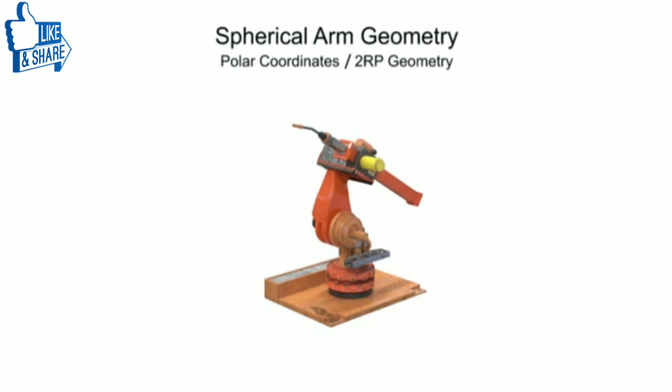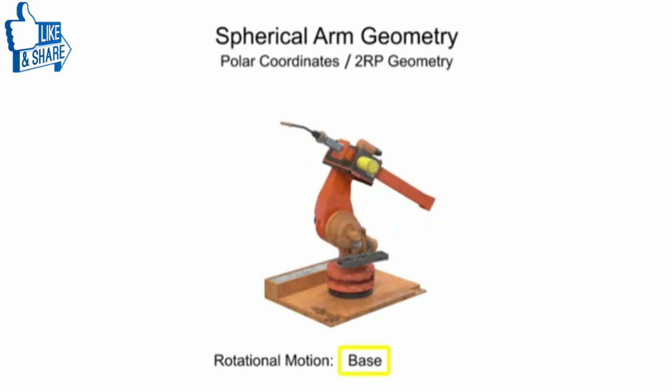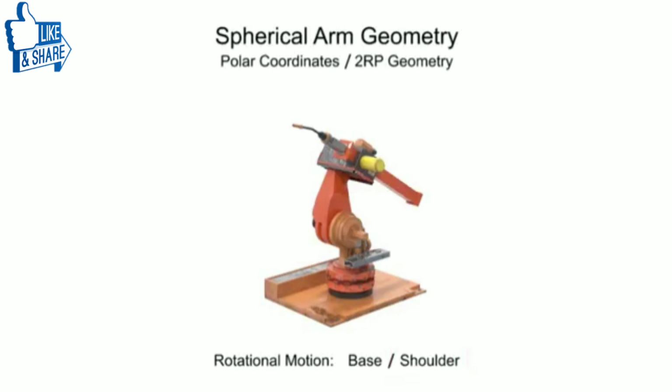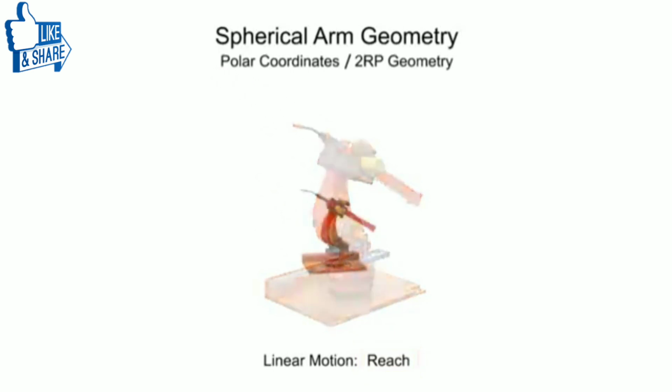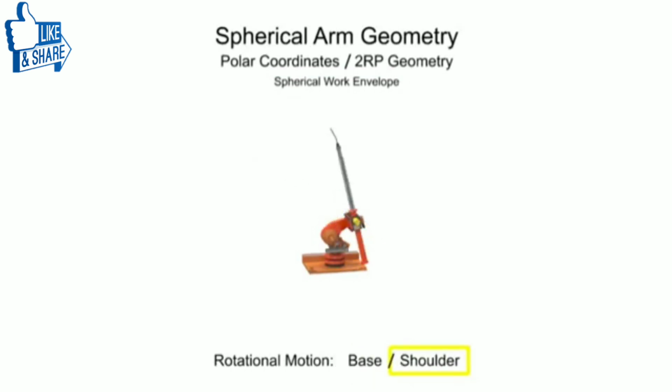Robotic arms with spherical geometry have rotational movement in two directions: rotational movement at the base and rotational movement at the shoulder. Spherical arm geometry robots also have linear motion in one direction, typically the reach of the arm. Spherical arm geometry robots have a mostly spherical work envelope at their outer reach, but are limited by the linear reach of the arm and the rotation of the shoulder joint.